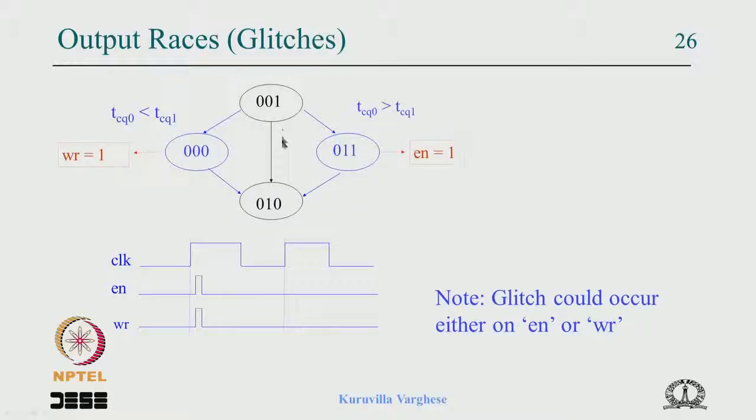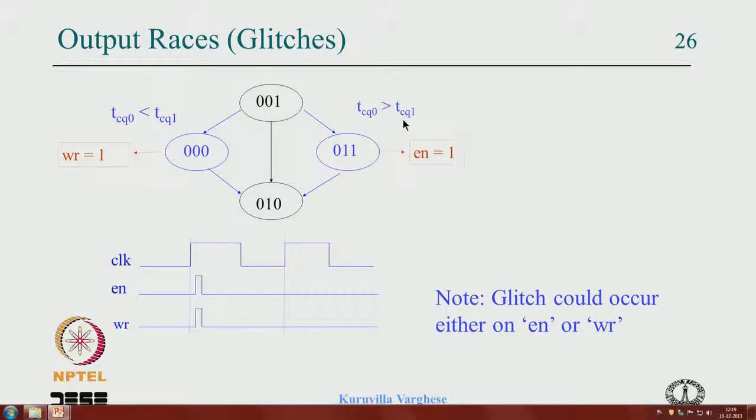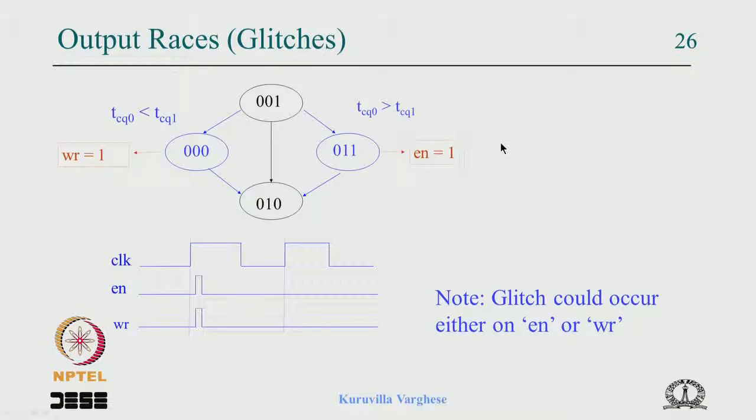Similarly, when you have a problem, always think about what caused the problem. There could be at least some solution to it. And let us see here in the output race what caused the problem. What caused the problem is that there is a discrepancy among the delays in the flip flops. There is a variation in the propagation delay.